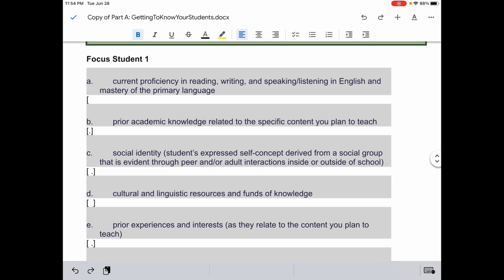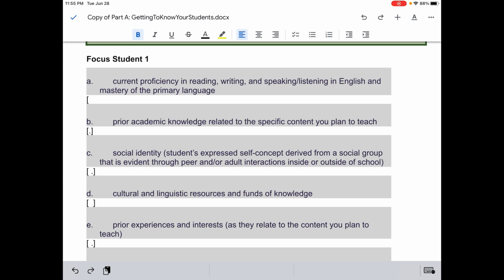And then for focus student 1, we have our question A. It says currently proficiency reading, writing, and speaking / listening in English and mastery of the primary language. So during this section, I talked about how focus student 1 is Hispanic. He was born in the United States, but English was not his first language. And I talked about how his native language is Spanish.